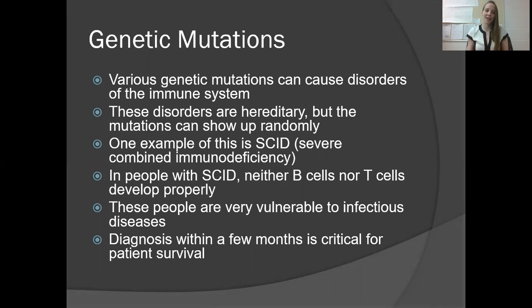And then lastly, you can have different genetic mutations that cause disorders of the immune system. These disorders are hereditary, but the mutations can also show up randomly. One example of this is severe combined immunodeficiency. These people don't have B cells or T cells that develop properly, and so are super vulnerable to diseases. This person has to be diagnosed within a few months of being born in order to survive, and then essentially has to live like in a bubble to protect themselves.